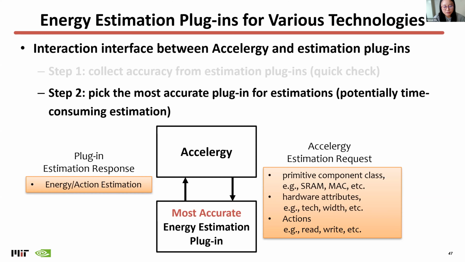And the second step is, once Accelergy has asked all of the available plugins, it will determine which plugin has the best accuracy by looking at their responses. And only when it determines which plugin to ask, which is basically the plugin with the highest accuracy, it will send the actual request for the most accurate energy estimation plugin to perform the energy estimation. This saves us a lot of time if each of the plugins takes a long time to actually generate an estimation. And in this way, we only require one of the plugins to perform the estimation task.